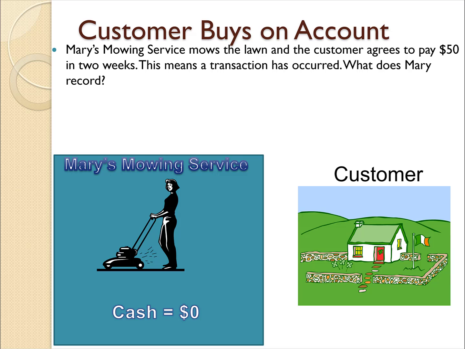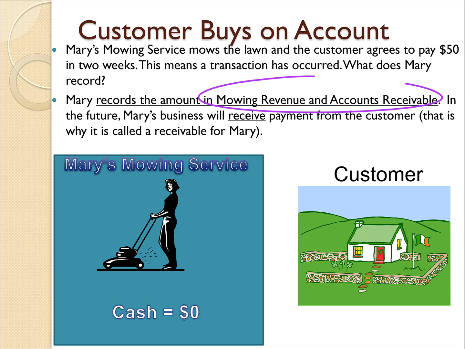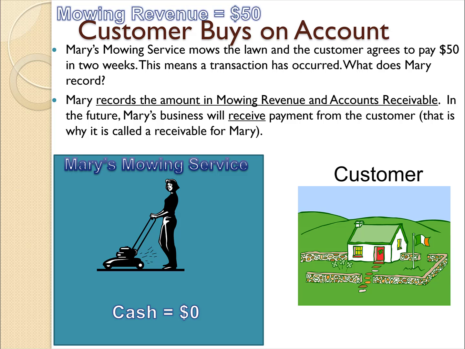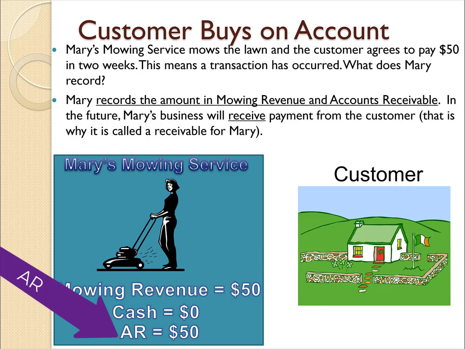So what Mary's going to record is the amounts in mowing revenue and accounts receivable. Now in the future, Mary's business will receive payment from the customer. That's why it's called a receivable for Mary. So in Mary's mowing service in the blue box, we're going to add mowing revenue, $50. And to keep things simple, we're not going to use that grid system yet. We just want to get practice with accounts receivable. And now she has accounts receivable of $50.